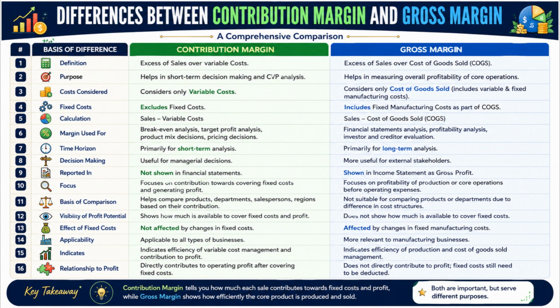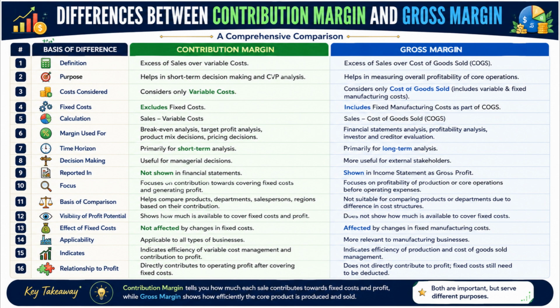Number 7. Contribution margin is mainly focused on short-term business decisions, whereas gross margin is more useful for long-term profitability evaluation. Number 8. Contribution margin helps managers make internal operational decisions, whereas gross margin is often analyzed by investors and external stakeholders. Number 9. Contribution margin is usually not directly shown in formal financial statements, whereas gross margin is reported in the income statement as gross profit.